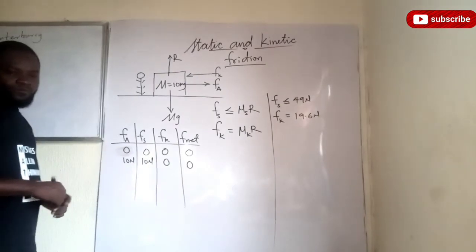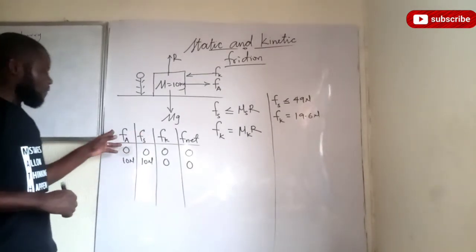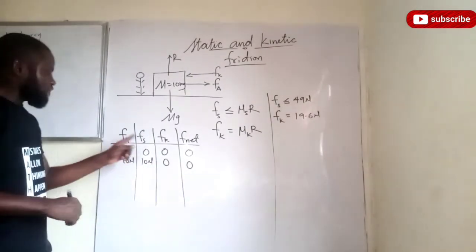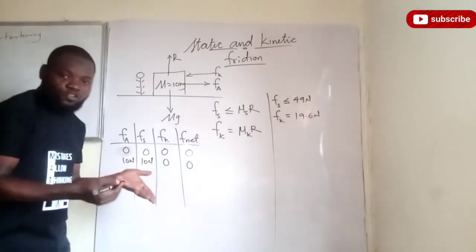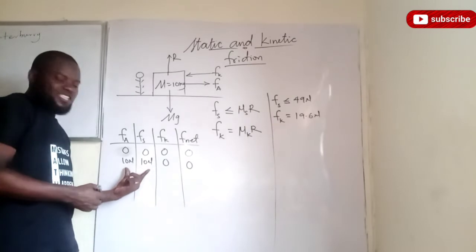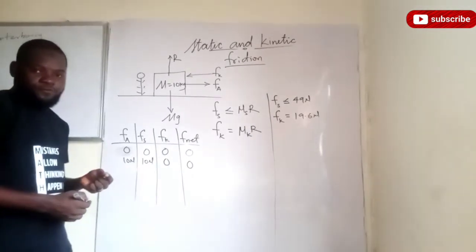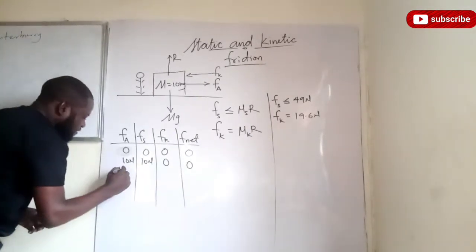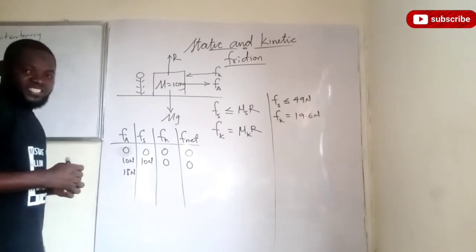0. Since the frictional force opposes the applied force, and force is a vector quantity, now that they are moving in opposite directions, we take their difference, and that results in 0. Now, let's increase the force to something like 15 Newton.